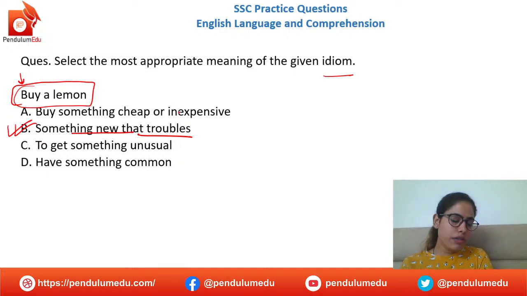Tarun, C will not be right. It is B. Okay, please, you should definitely remember this idiom, because this idiom is important. Yes, B is right, Sanjeev. B is correct.